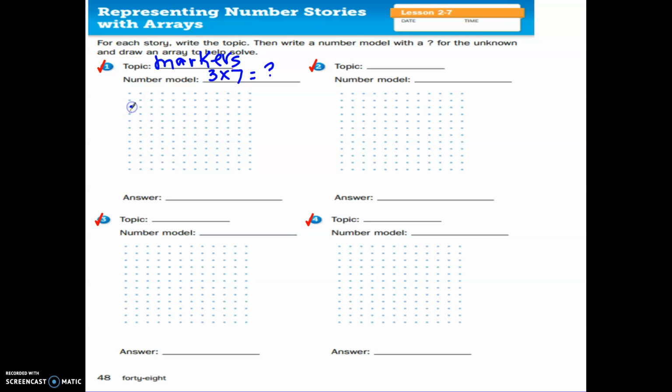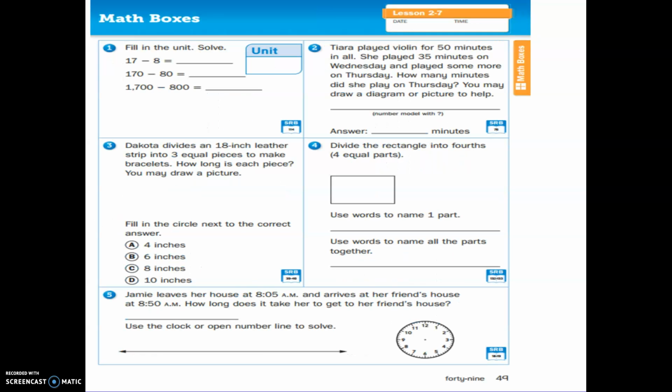So I have 3, 1, 2, 3, and 7 in each. 1, 2, 3, 4, 5, 6, 7. 2, 3, 4, 5, 6, 7. 2, 5, 6, 7. Count those up. 1, 2, 3, 7 plus 7 is 14, plus another 7 is 21. So my answer is not just 21, but 21 markers. I need to put my unit down. So what you need to do is give each of these a topic, give each of these a number model, and make an array to solve it. Work on your math box pages, page 49, and you'll have a great rest of the day.